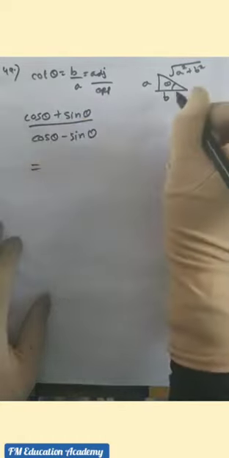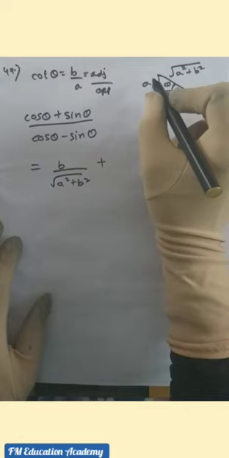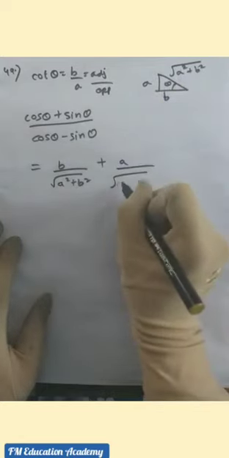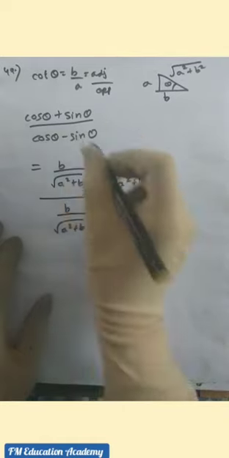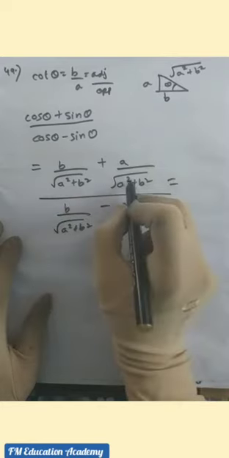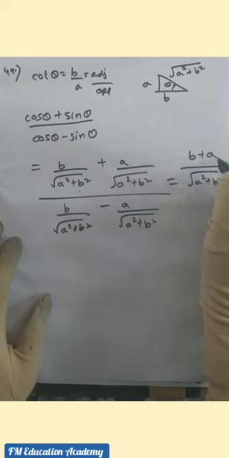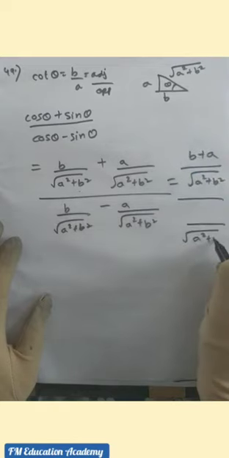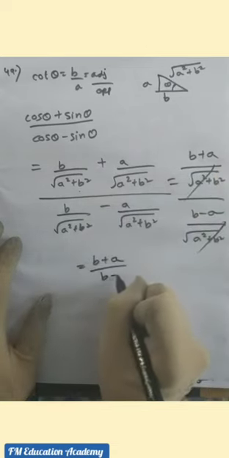So cos theta means adjacent side by hypotenuse side, that is b by root of a square plus b square, plus sin theta means opposite side by hypotenuse, that is a by root of a square plus b square, the whole divided by b by root of a square plus b square minus sin theta value, that is a by root of a square plus b square. Now root of a square plus b square is the LCM here. So the numerator is b plus a only. Here also the same thing, the LCM, root of a square plus b square, gives b minus a. Root of a square plus b square will get cancelled. So what are we left with? b plus a by b minus a. So this is option 2.